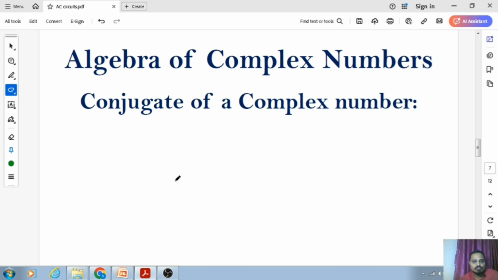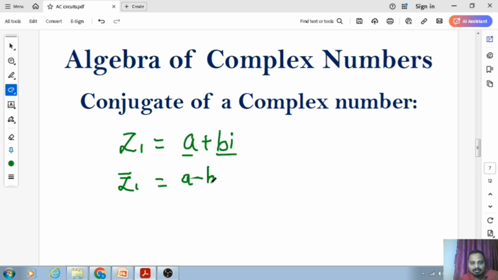Next one is, what is the conjugate of a complex number? Okay, let's say I have this complex number Z1 is equal to A plus B times i. A is the real part, B is the imaginary part. So the conjugate of a complex number is represented in this way, and it is nothing but the negative of the imaginary part. So I can write the complex conjugate as A minus Bi.